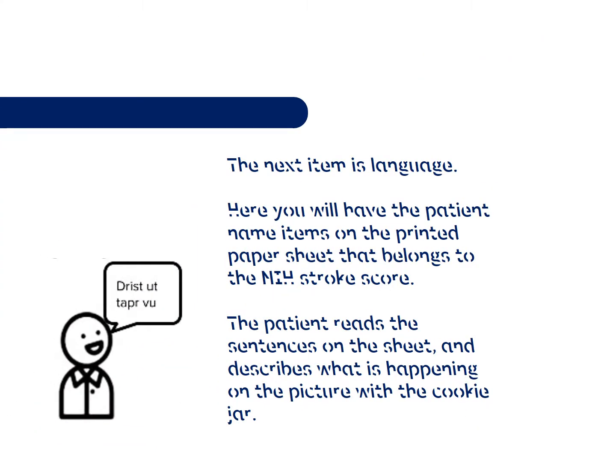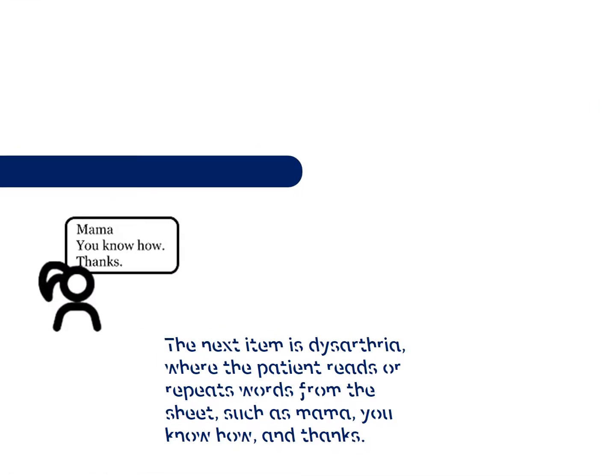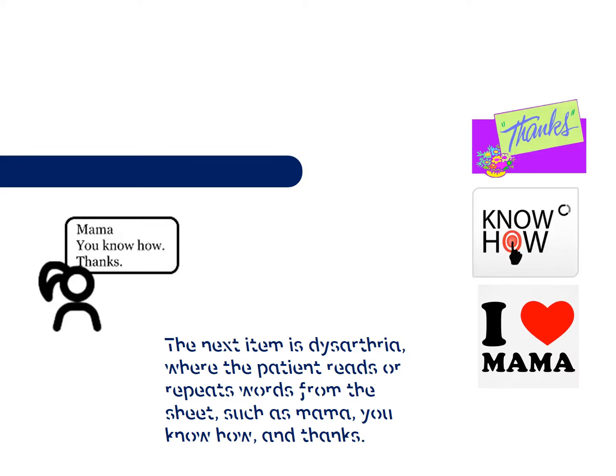The next item is language. Here you will have the patient name items on the printed paper sheet that belongs to the NIH stroke score. The patient reads the sentences on the sheet, and describes what is happening on the picture with the cookie jar. The next item is dysarthria, where the patient reads or repeats words from the sheet, such as mama, you know, how, and thanks.